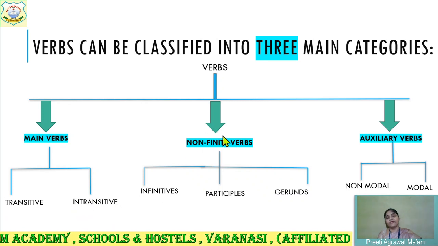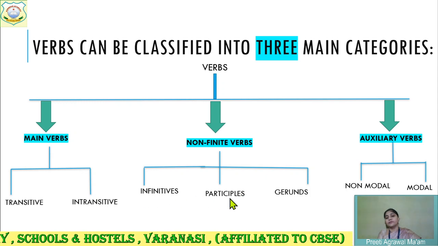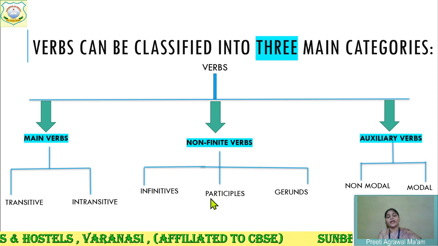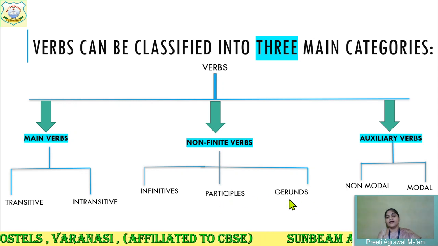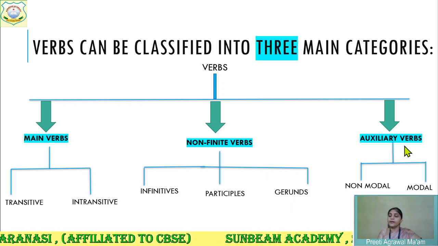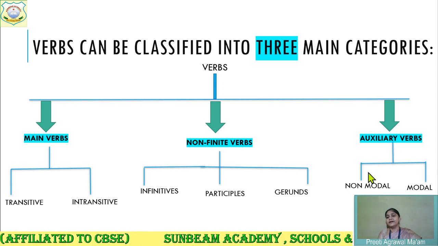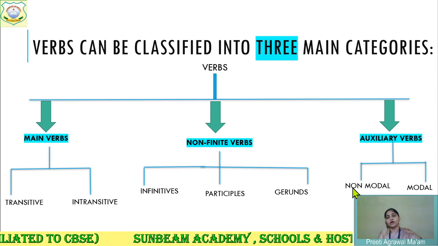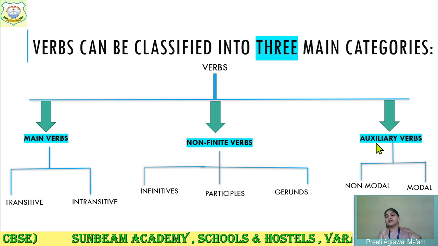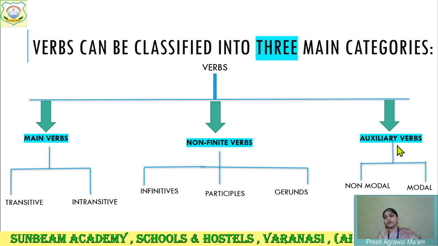In the same way, non-finite to go can also be there. In participle, going or gone can also be there, or having gone can also be there. And in gerund, going can also be there. In auxiliary verbs, again it is of two kinds. Non-modals. In non-modals, do, have and be means these auxiliary verbs are your helping verbs which you use along with the main verb.